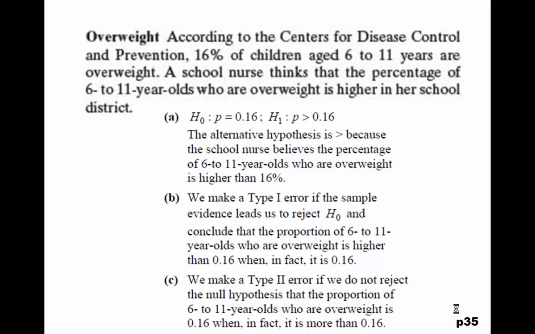You would make a type 1 error if the sample evidence leads you to reject the null and conclude that the proportion of 6 to 11-year-olds who are overweight is higher than 16%, when in fact it is actually equal to 16%. You would make a type 2 error if you do not reject the null hypothesis that the proportion of 6 to 11-year-olds who are overweight is 0.16, when in fact it's more than 0.16.